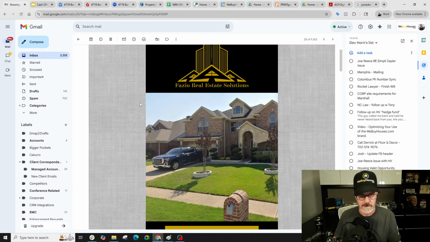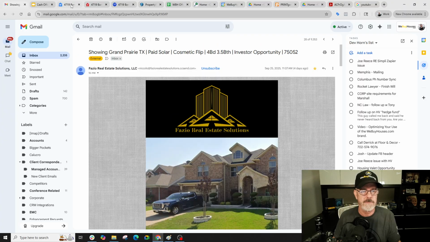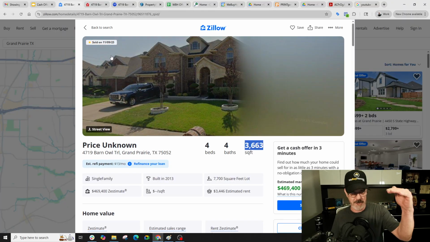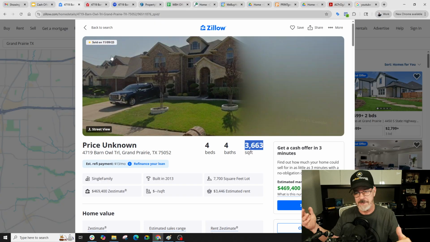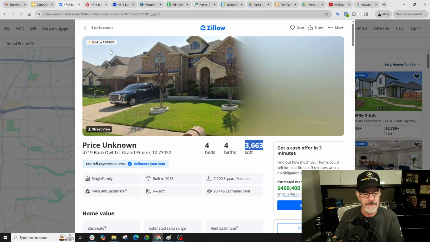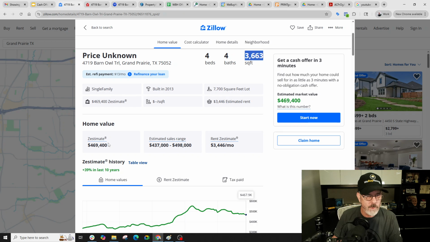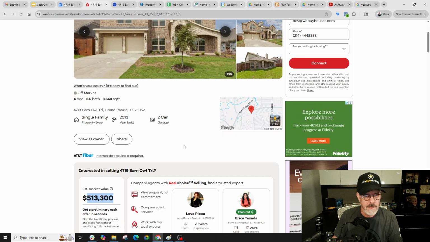4719 Barn, right? 4719 Barn. You've got to make sure. Sometimes you do a search on Zillow and it shows you, doesn't have it, so it shows you something similar, which is not what you were looking for. Okay. Zillow gave us $469,400.